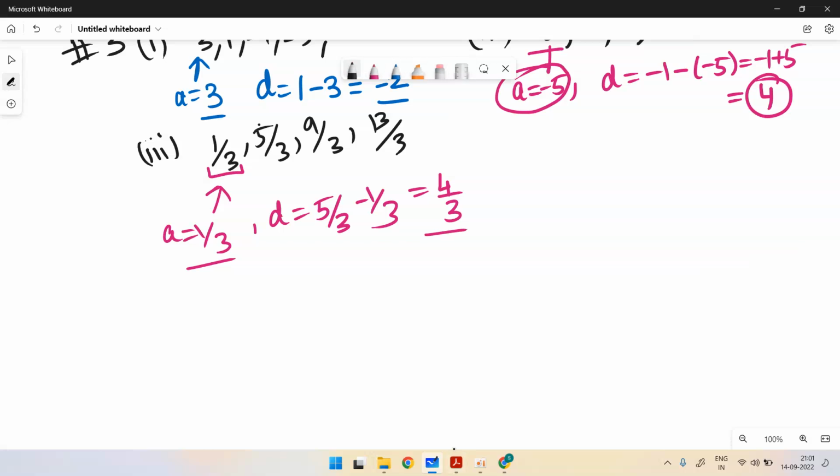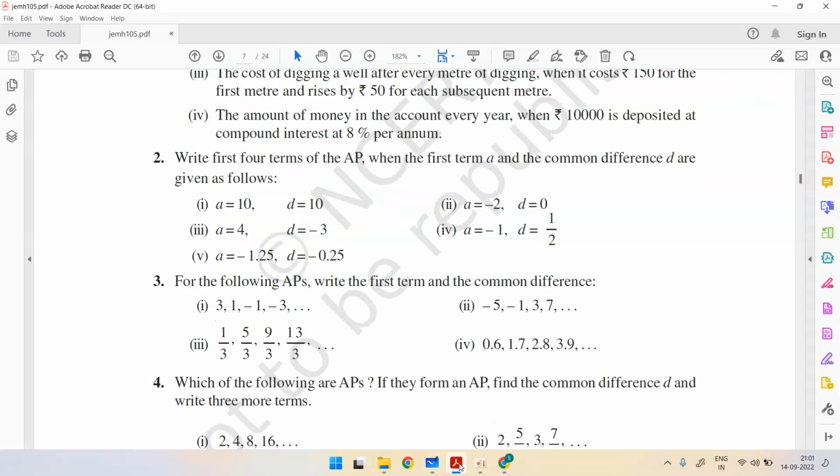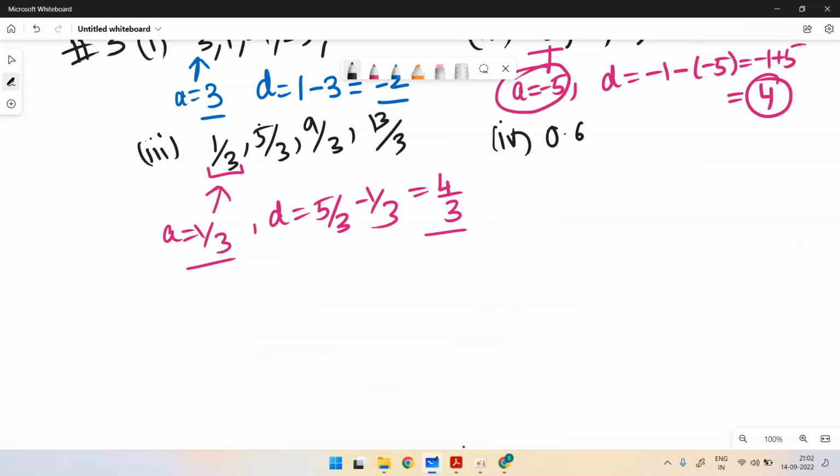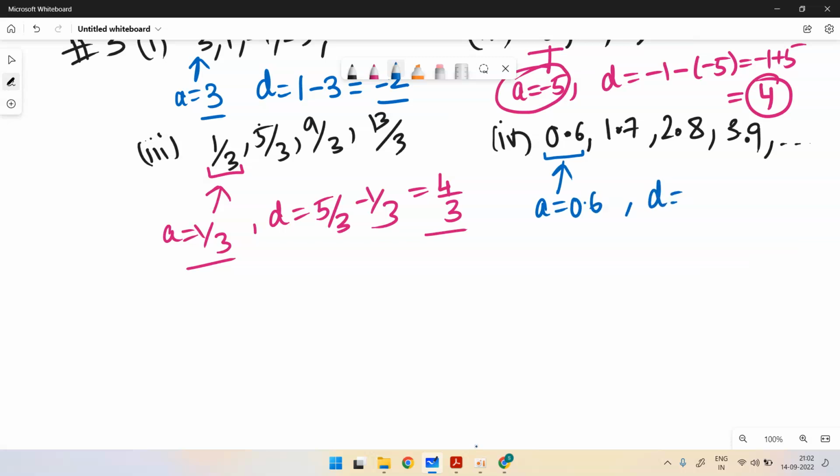Now what is my fourth part? The fourth part is 0.6, 1.7, 2.8, and then 3.9, and so on. The first term is 0.6, which implies that a is 0.6. If you find the common difference d, it is the second term minus first term, 1.7 minus 0.6, which is 1.1. So my common difference is 1.1 and my first term is 0.6. This is the answer.